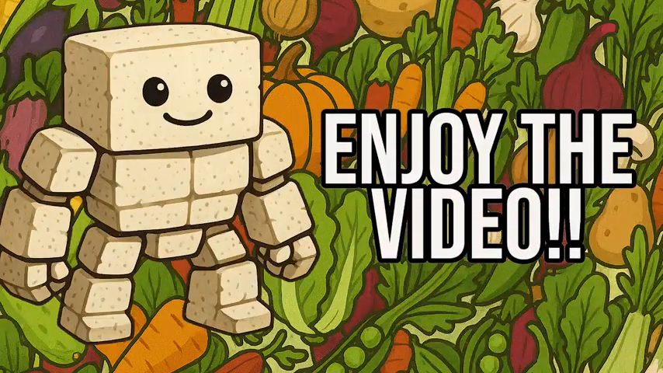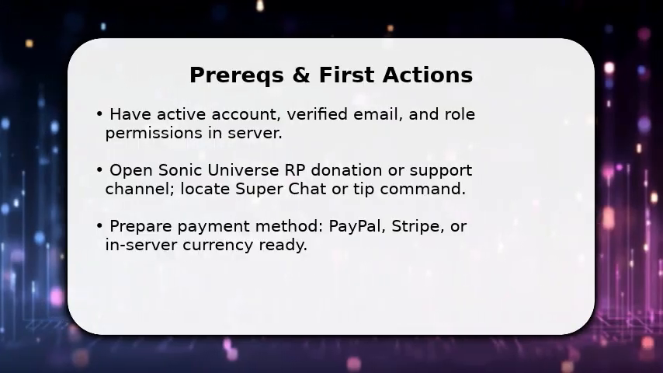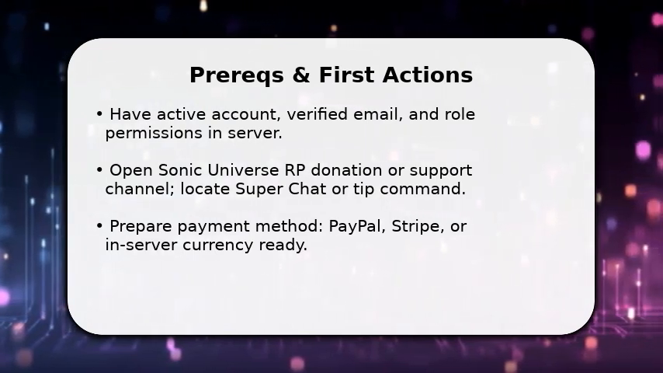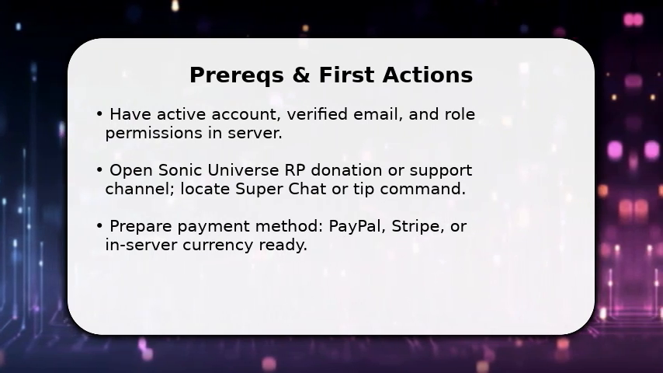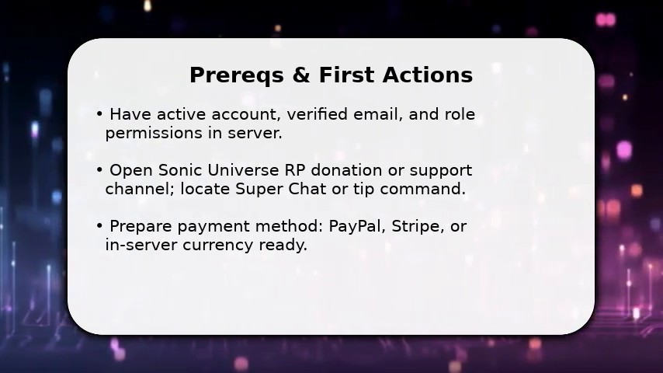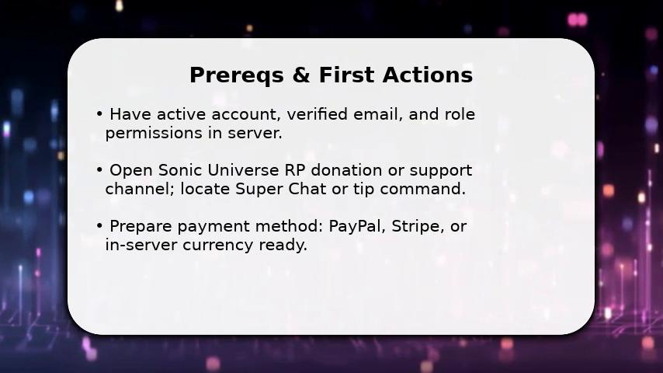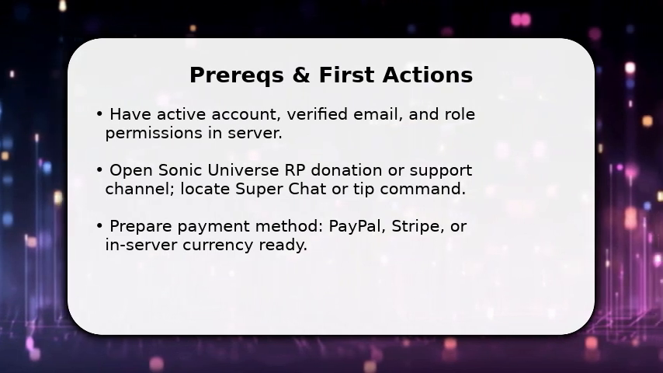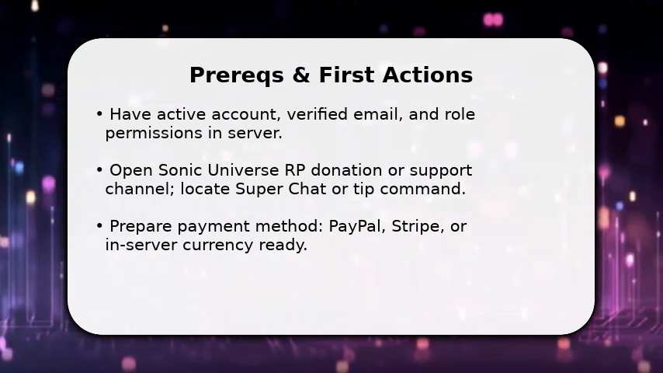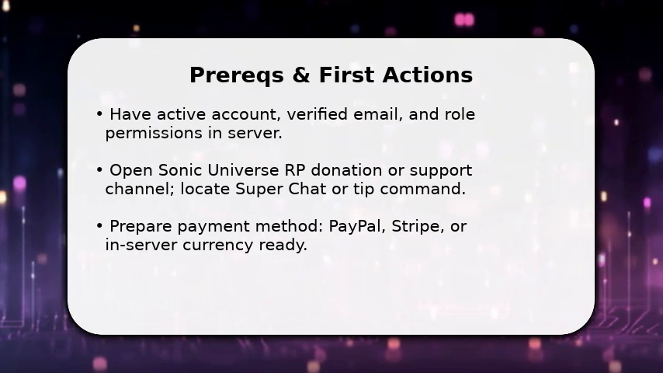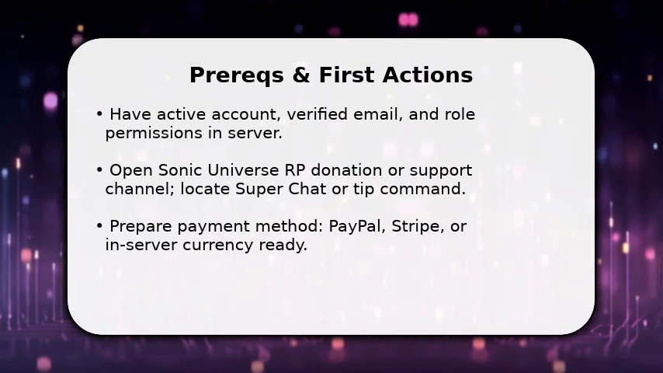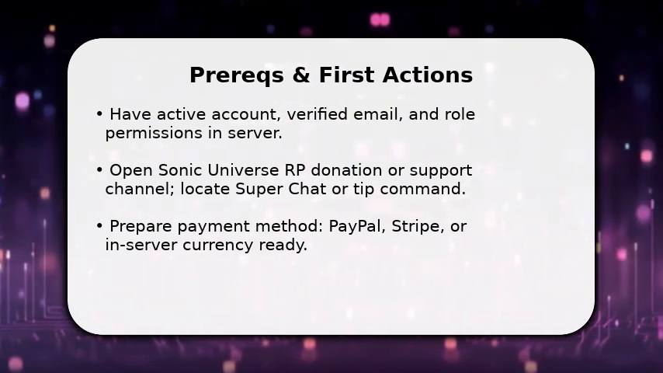Please enjoy the video. You start by confirming account and permissions so messages and payments go through. Once done, navigate to the Sonic Universe RP donation or support channel and find the Super Chat command. You need a verified payment method, link PayPal or Stripe, or ensure you have enough in-server credits. Do this now. Setting up these essentials prevents delays later and lets you trigger the Super Chat flow immediately when you're ready to donate or highlight a message.